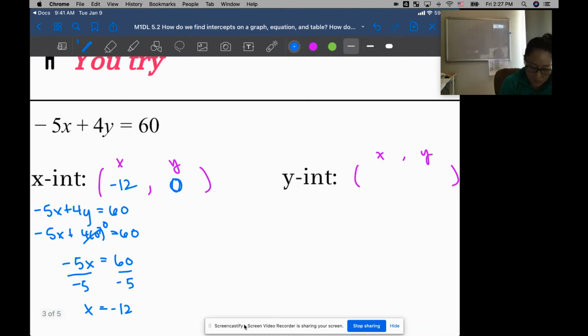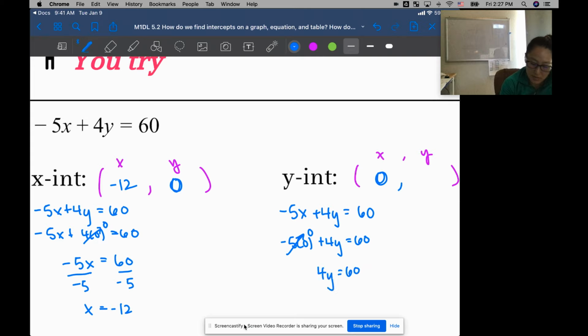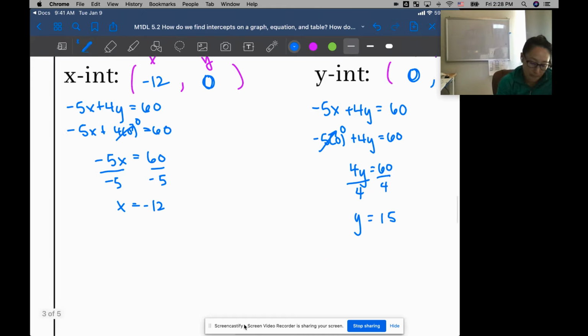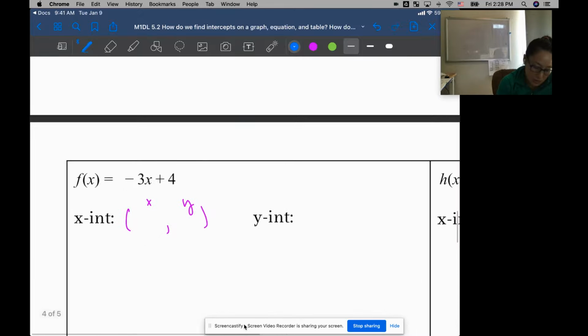So same thing for the y-intercept, except remember the x is your 0. So negative 5 times 0 plus 4y is equal to 60. So that goes to 0. So I get 4y is equal to 60. Then I divide by 4 on both sides to isolate. I get y is equal to 15. So my y-intercept is 0, 15. All right, next, let's try again.